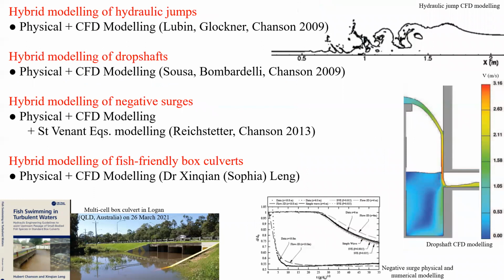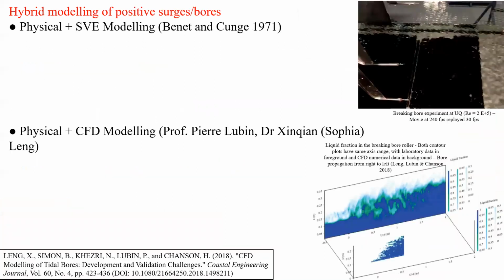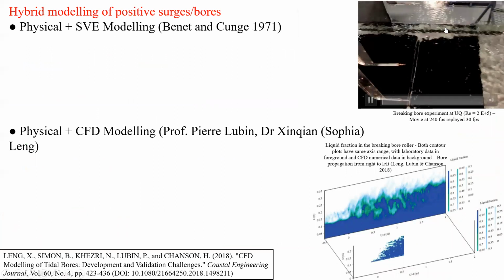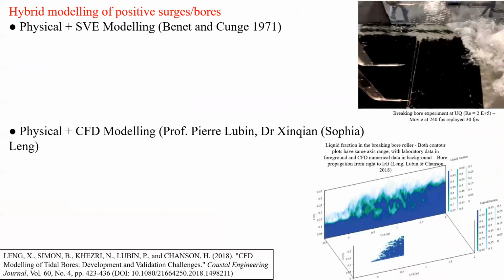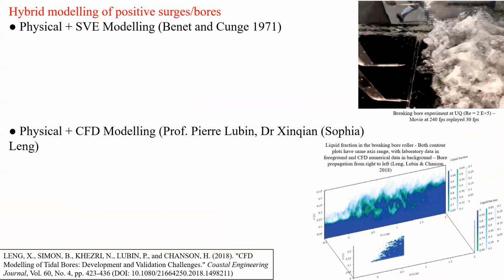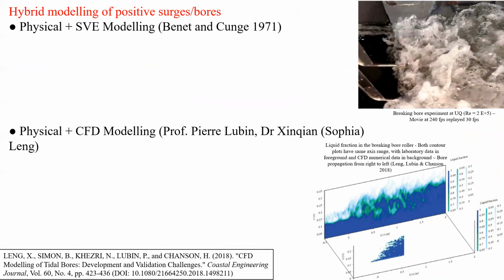I've been involved in a number of hybrid modeling on hydraulic jump with colleagues from the University of Bordeaux, on drop shaft with colleagues from the University of California, Davis, on negative surge in open channel, and in fish-friendly box culverts. Two further projects have been the physical modeling of positive surge, with the top video here illustrating a positive surge propagating upstream in a 0.7 meter wide, 19 meter long flume.